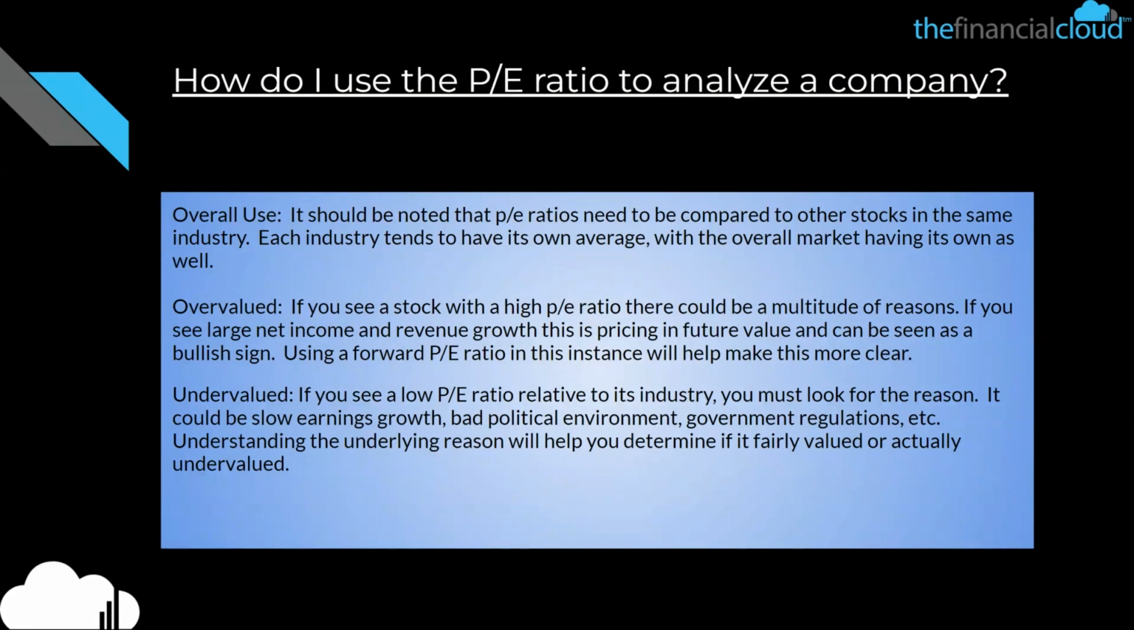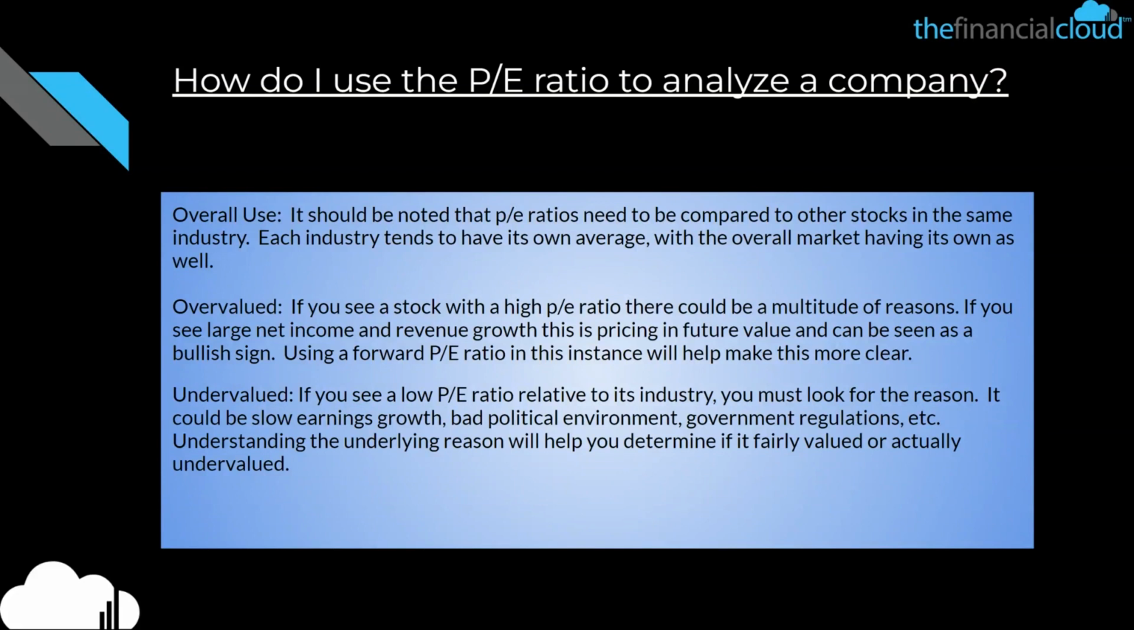So if you see a company with a high PE ratio, you need to look into a couple more factors. So if they have large net income and the revenue keeps increasing, this can be considered bullish as a company. Investors may be seeing this as a rise in income and revenue, so they're willing to pay a higher PE ratio because they see the stock continuing to go up. So we also need to combine this with forward PE, which we'll talk about in a second.